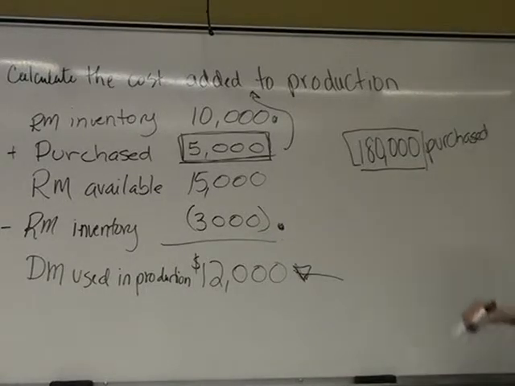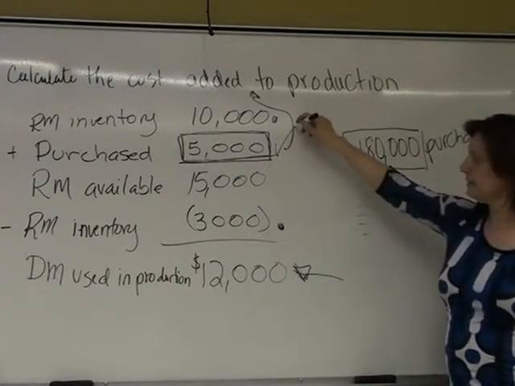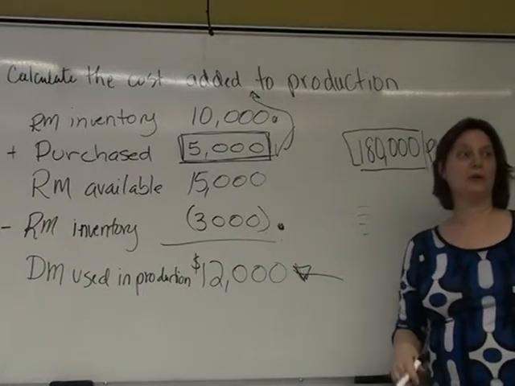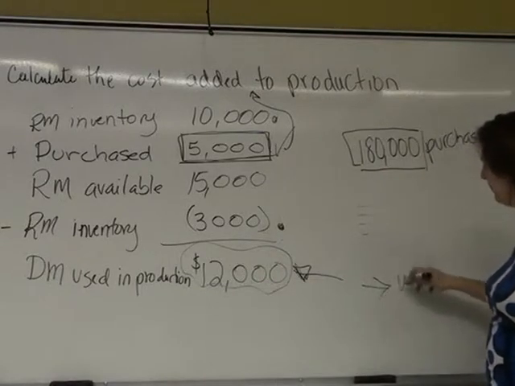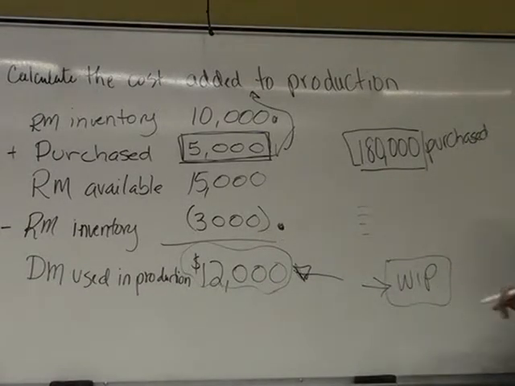Good explanation. So I had some on the shelf. I used all of what I bought, plus I used some from the shelf. So when I'm calculating this, this is the amount that goes into WIP, and the amount that goes into WIP is what's added to production. Whenever I ask you what gets added, make sure you think about the inventory accounts and what gets moved back and forth. Okay?